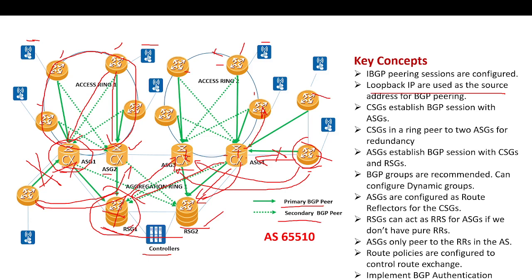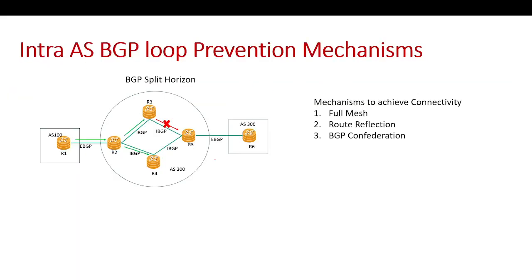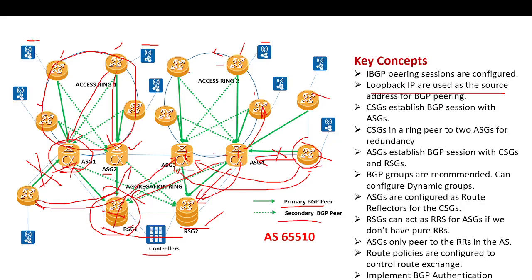BGP groups are recommended. You can configure dynamic groups. So you can see that in this setup, you have this ring. You will create a BGP peering group for every ring on the SG, because remember, in a network we can have multiple rings terminating on these CSGs, on these SGs. So it's always recommended that you have a group for every ring, and then you apply the repetitive commands on the group instead of applying them on every individual peer.